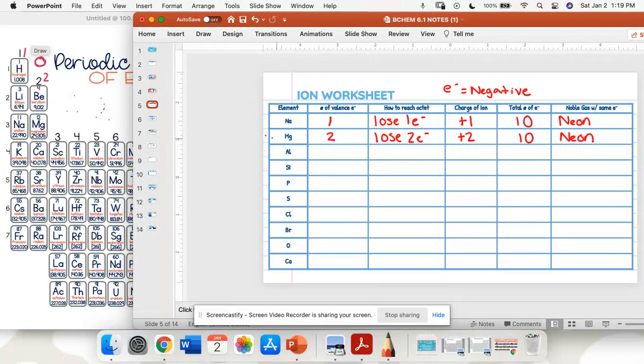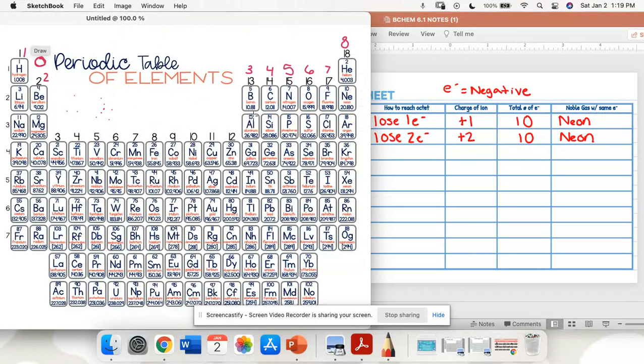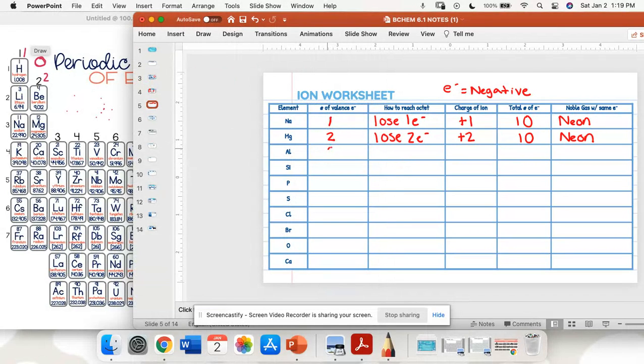All right, let's look at aluminum. Aluminum is over here, atomic number 13. It has 3 valence electrons. Now, aluminum can either gain 5 to get to 8, or it can lose 3. So again, it just takes the path of least resistance. It's going to lose 3.